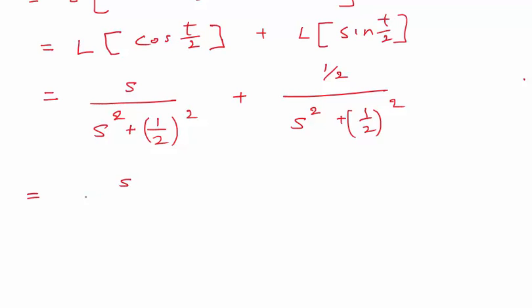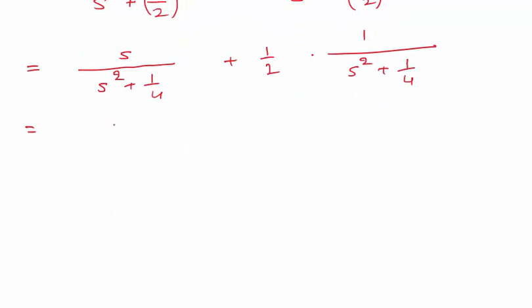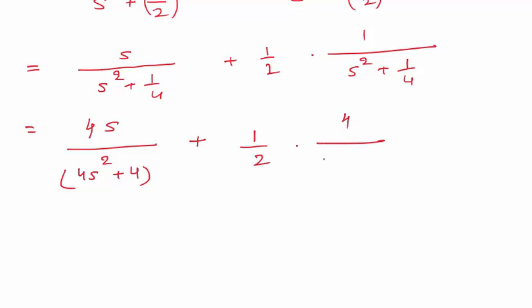This will give me the answer as s upon s² plus 1/4, plus here 1/2 I will take out, and this is 1 upon s² plus 1/4. This I can write as s upon (4s² plus 1) whole divided by 4. So that division by 4 I will write in the numerator, and here it is 1/2. Similarly here it is 4 upon 4s² plus 1. Here also it is 4s² plus 1.